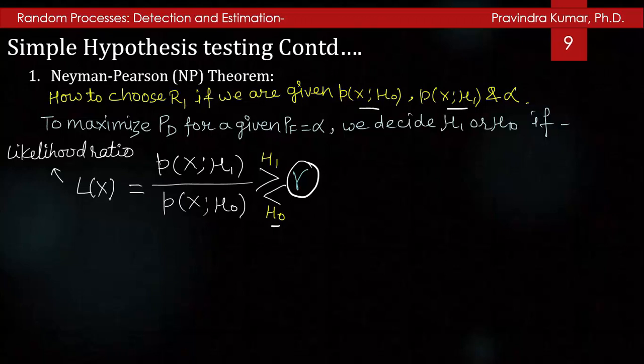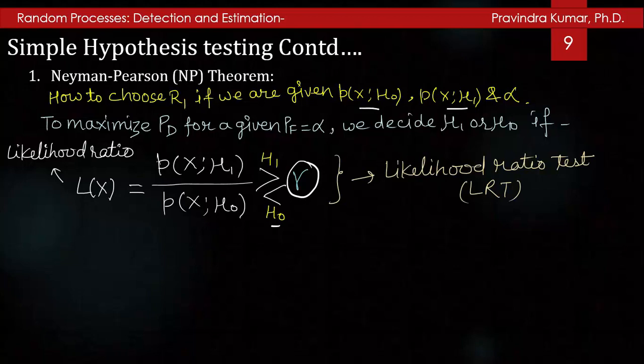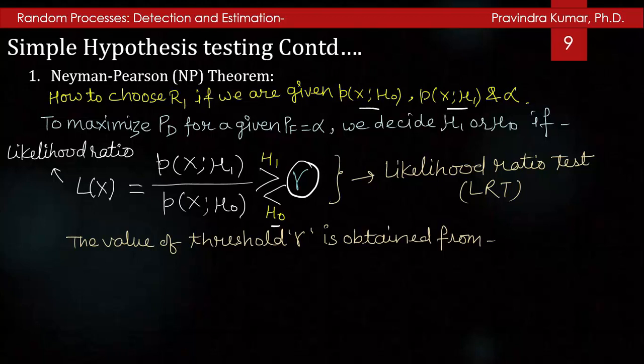Here this ratio is known as the likelihood ratio, and this test is known as the likelihood ratio test. The value of threshold gamma is obtained from the probability of false alarm, which is the integration in the critical region R1 of the PDF under hypothesis H0, and it is given as alpha.